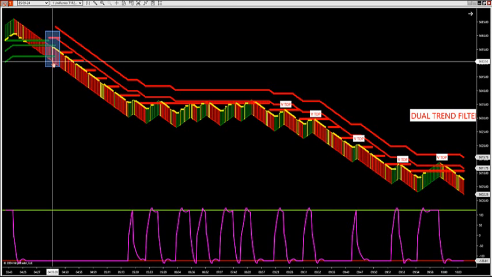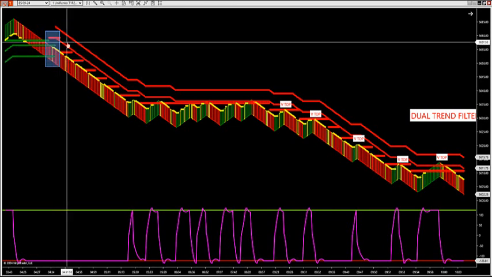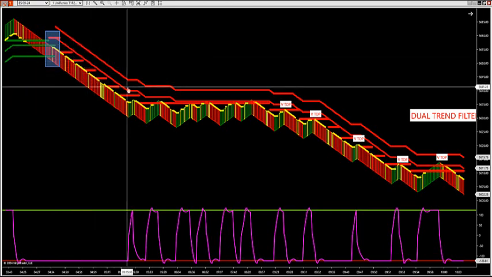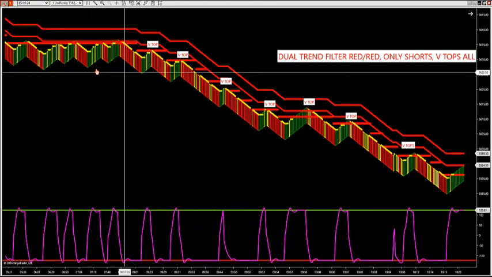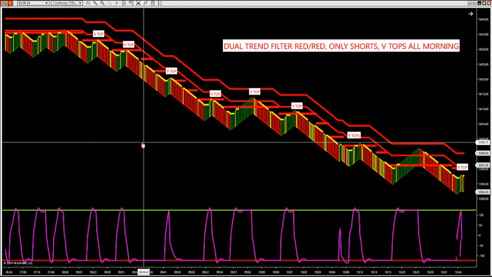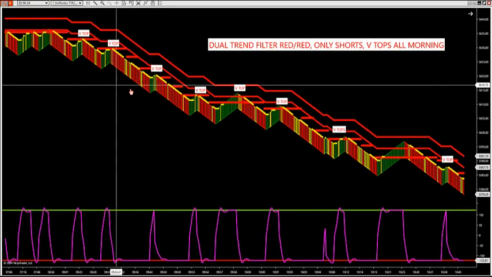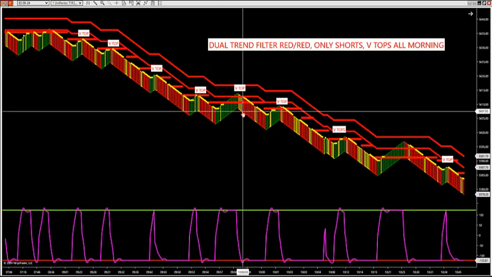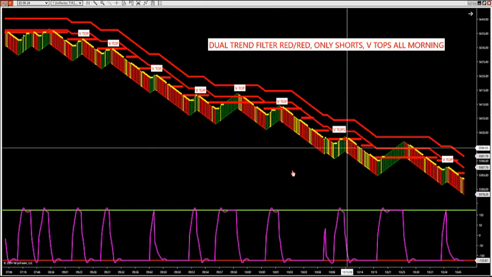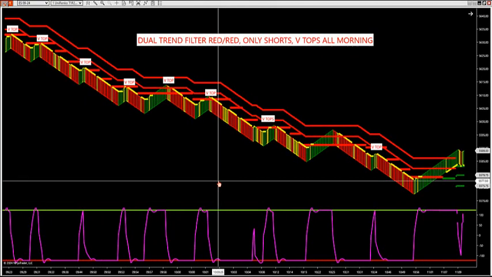We're looking for the market to roll to the downside. So what we're doing is, as we turn red, red, we're looking for the first V top. Once we start getting to the V tops, we start rolling to the downside. And it was V top, V top, V top, V top. It's just a V top morning.